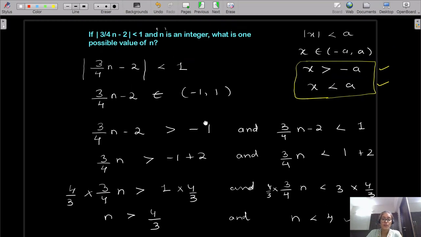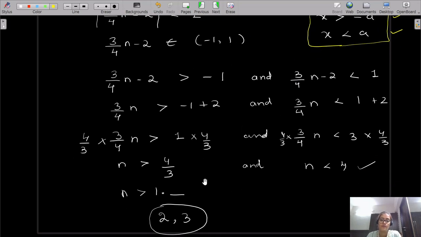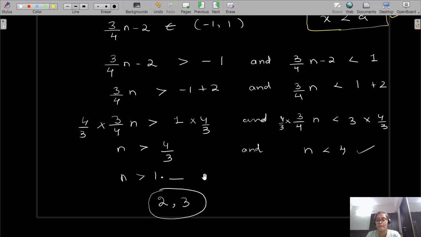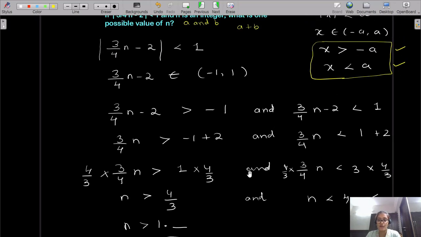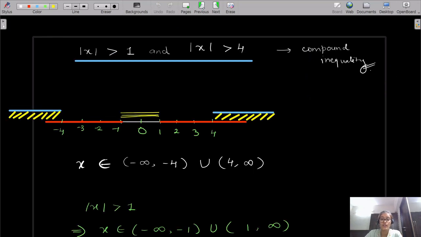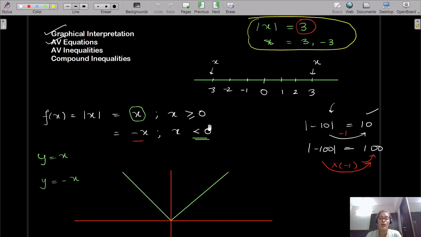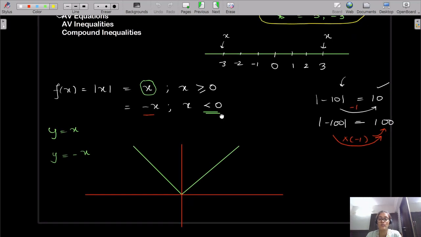This question can also be asked like this: if A and B are two possible solutions to this inequality, then find the value of A plus B. So the answer will be 5. So that's it for absolute value equations and inequalities. Most probably you'll get a question in which you'll have to solve an absolute value equation, or you will have to do something about the graph.